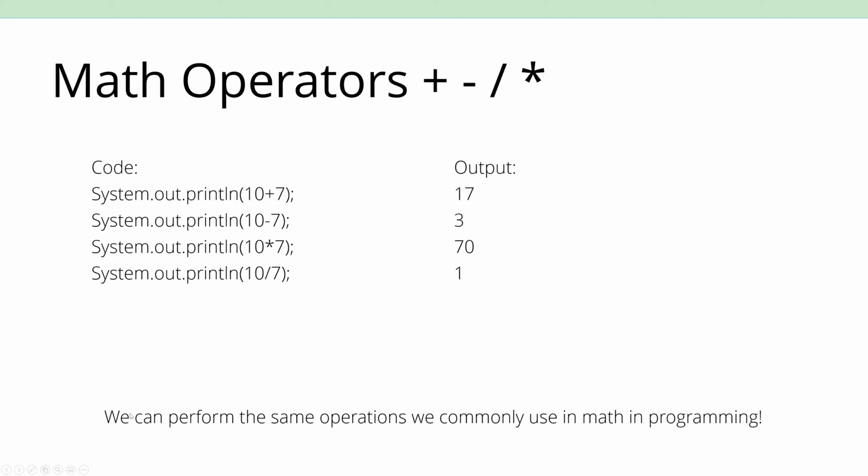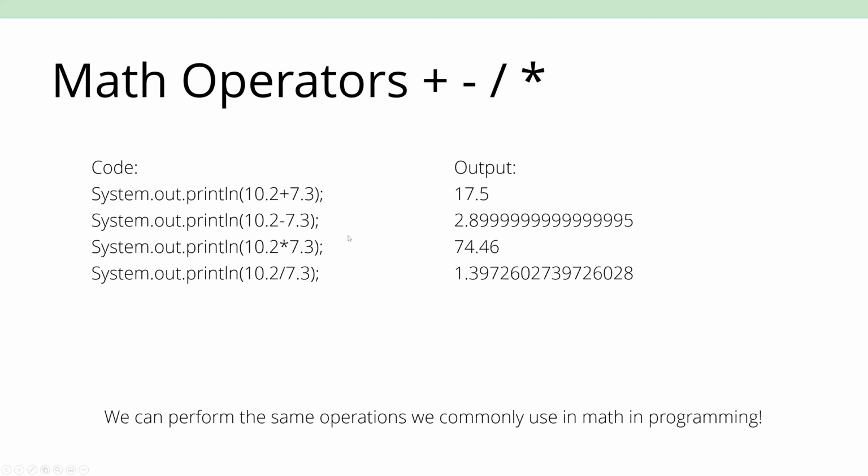But the takeaway is we can perform the same operations we commonly use in math in programming. The previous slide was integers. We can also do the same thing with decimal values. 10.2 plus 7.3, align vertically, that's 17.5. 10.2 minus 7.3, apparently you get some 2.89995. 10.2 times 7.3, 74.46. 10.2 divided by 7.3, apparently it's this number right here.